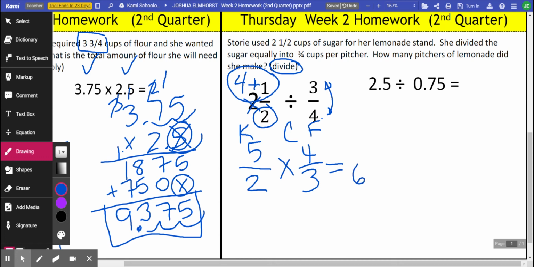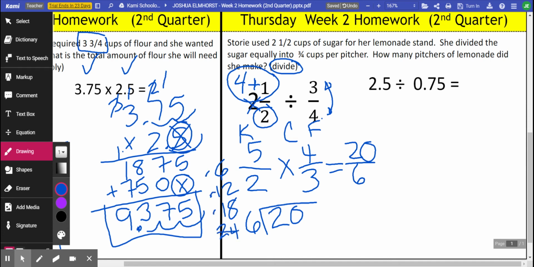2 times 3 is 6. 5 times 4 is 20. So now we're going to set this up. We have 20 divided by 6. We got 6, 12, 18, 24. 24 is too much. So we have 1, 2, 3 whole numbers. 6 divides into 20 3 times. 3 times 6 is 18. And then we're left with 2 left over as a remainder.